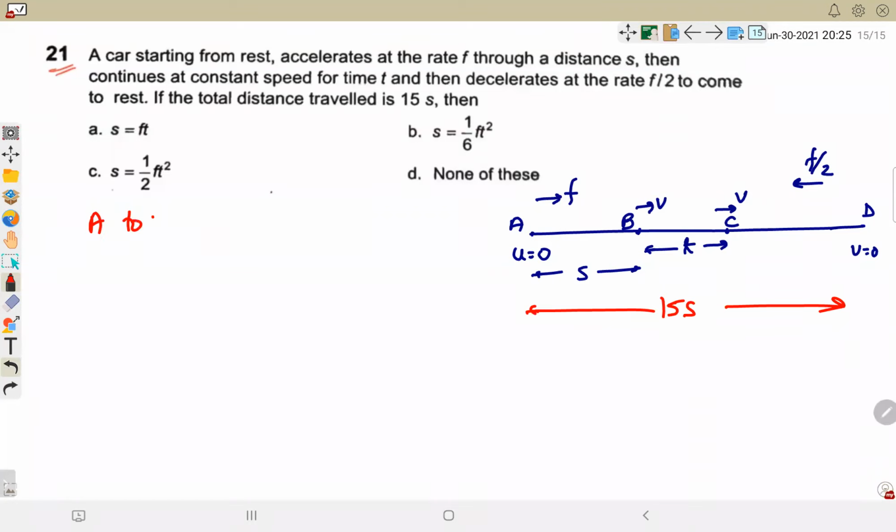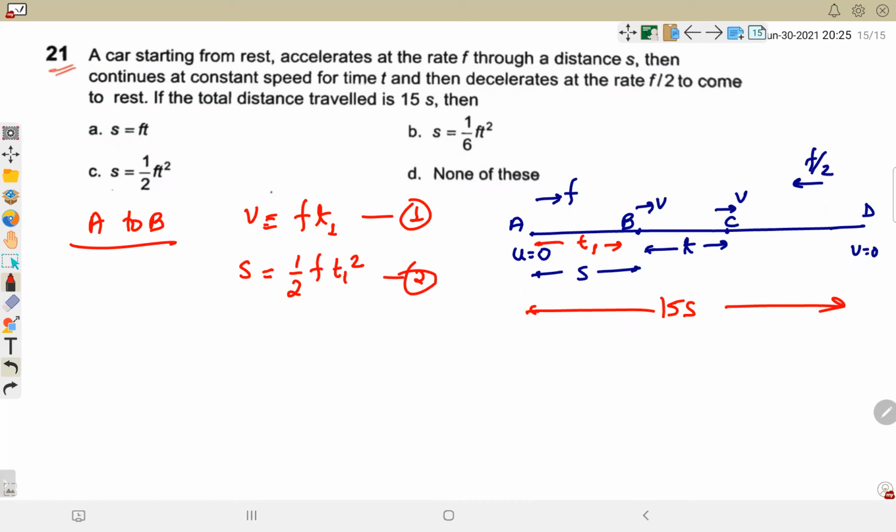So from A to B, this is a constant acceleration motion. V is equal to U plus AT. So अगर हमने इसका time ले लिया, let's say T1. So V is equal to F times T1, first equation. Distance covered as given है, that is half F times T1 square. Equation number 2, from A to B we get this equation.